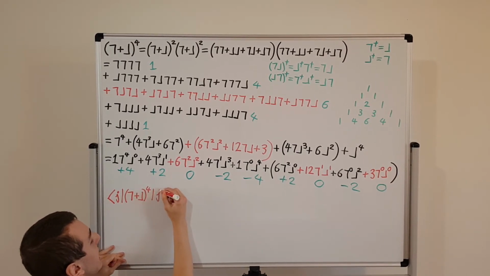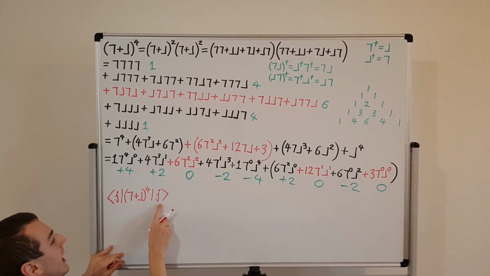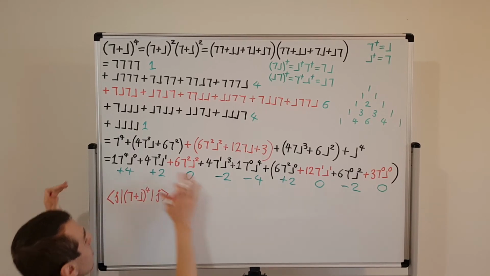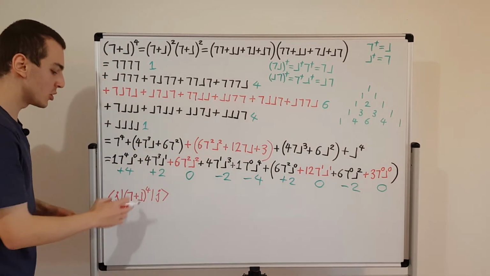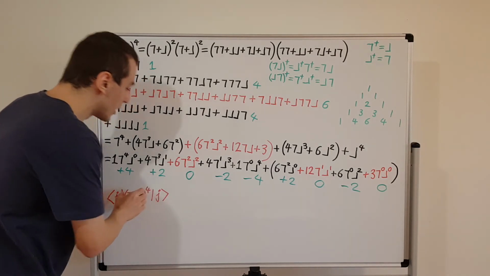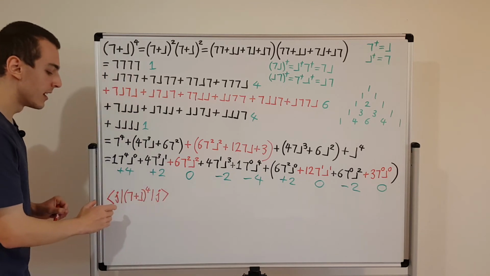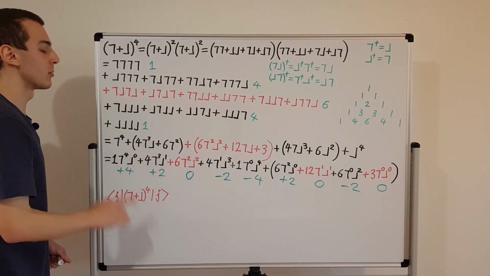Let's say we sandwich that in between a bra and a ket. So this is a ket and this is a bra. We're sandwiching it in between. And this is how we would evaluate corrections in perturbation theory. So if we were to sandwich these combinations of operators in between these guys, would we get a non-zero contribution from all terms? Well, the answer is no.